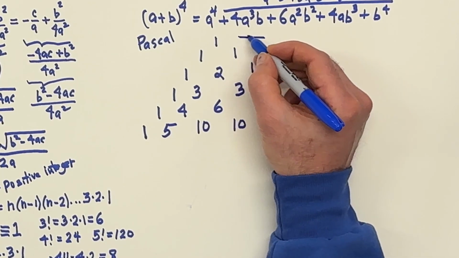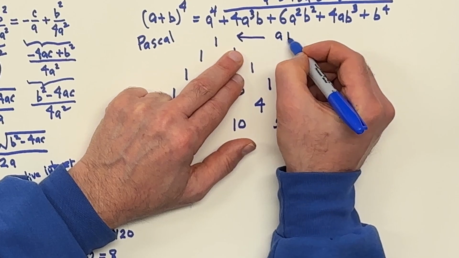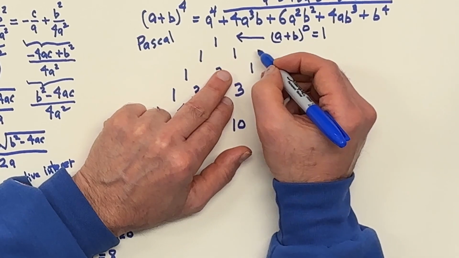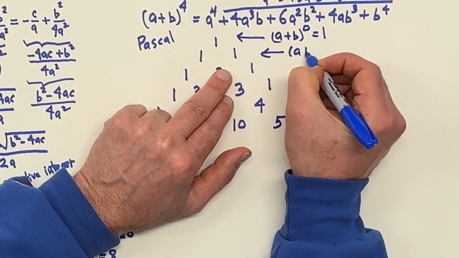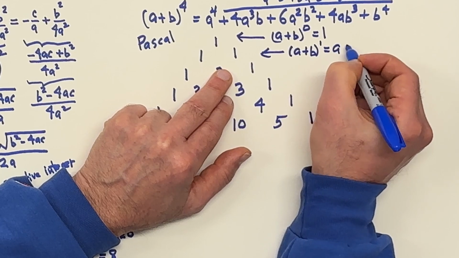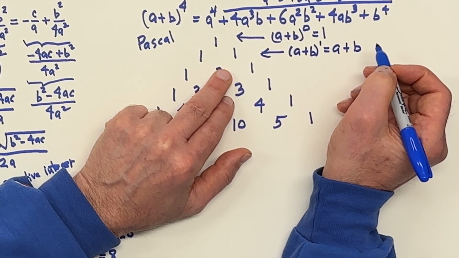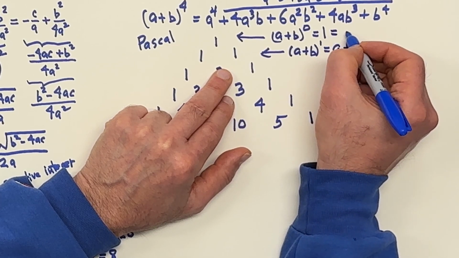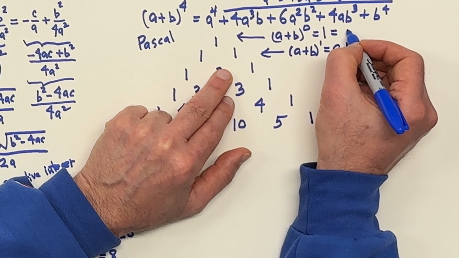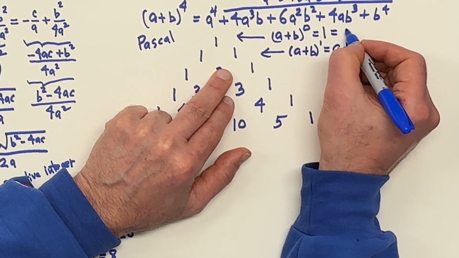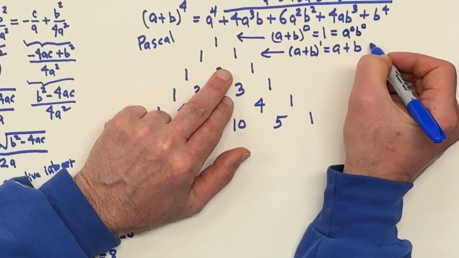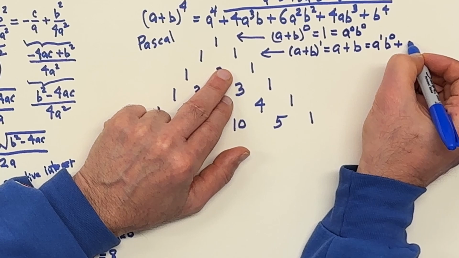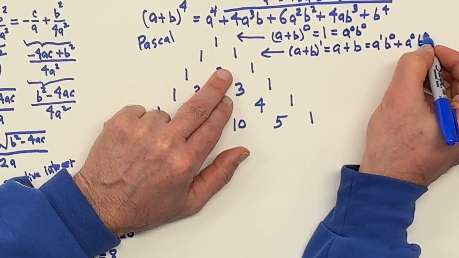For example, in this first case, if you have a plus b to the 0th power, you just get a 1. In the second case, you have a plus b to the 1st power, and you get a plus b. And you can think of this actually as a to the 0, b to the 0, and you can think of this as a to the 1, b to the 0, plus a to the 0, b to the 1.